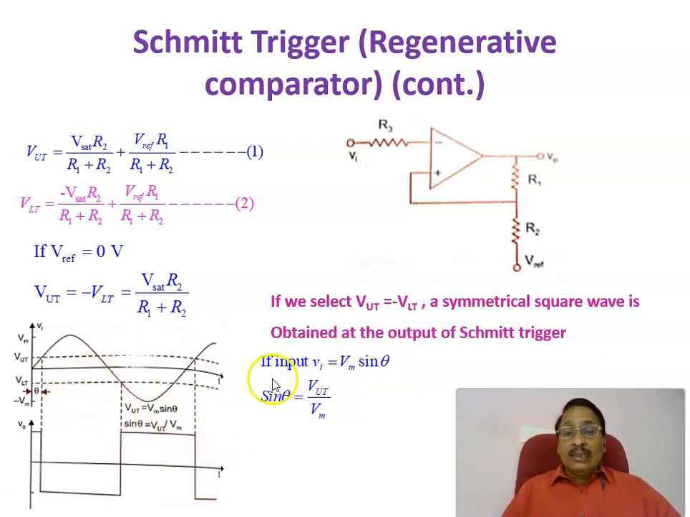The point at which the transition takes place, this angle, happens when Vm sin theta, that is the input voltage, is equal to the upper threshold voltage, or sin theta equals the upper threshold voltage divided by the maximum voltage. From this you can find the theta at which the output changes, at what instant the transition from plus Vsat to minus Vsat, or from minus Vsat to plus Vsat, occurs. That can be calculated by comparing the magnitude of the sinusoid with either the upper threshold voltage or the lower threshold voltage.